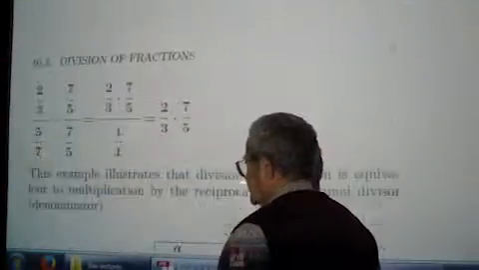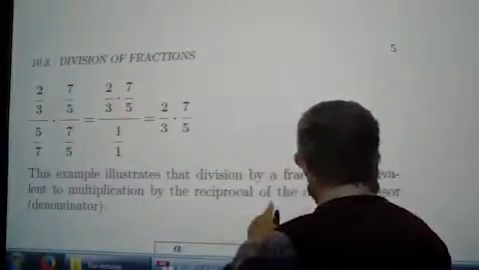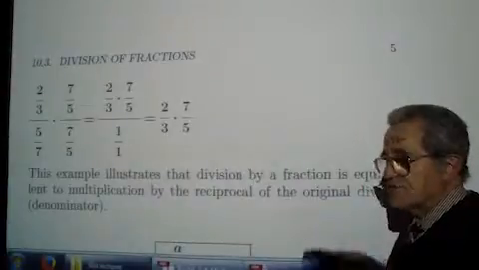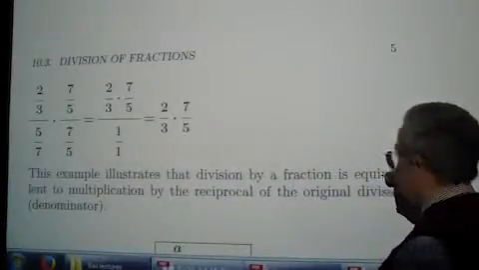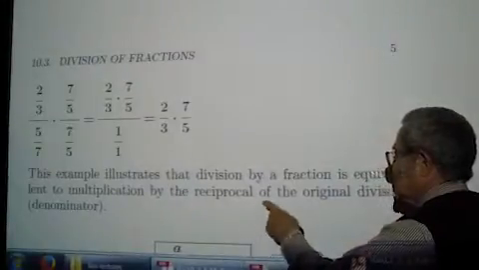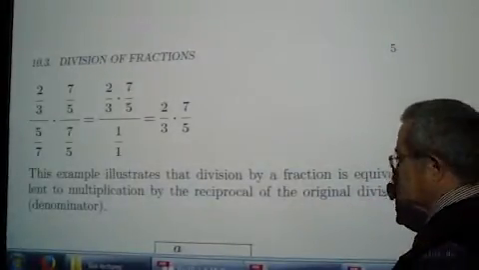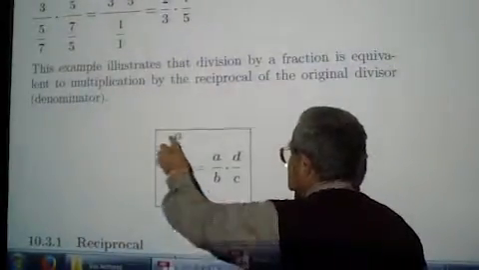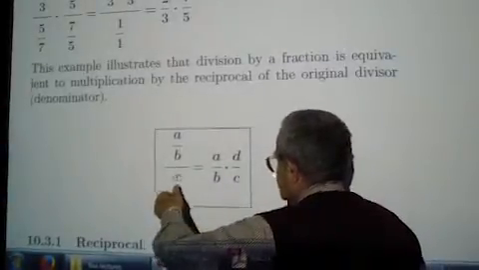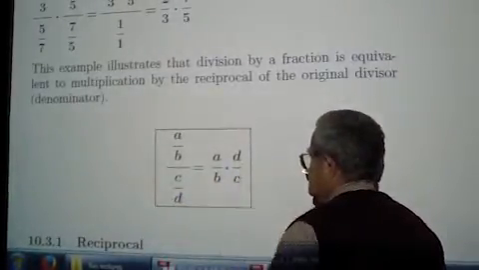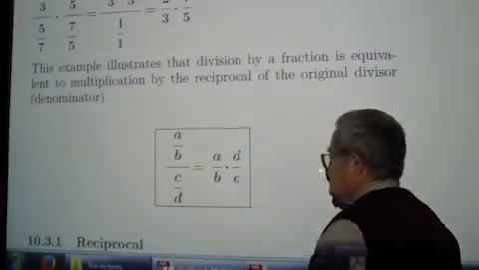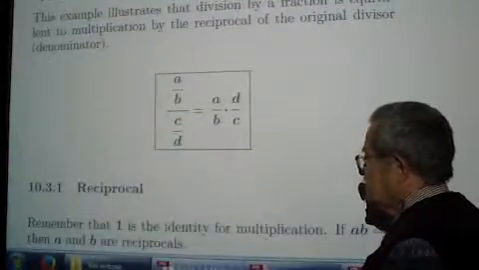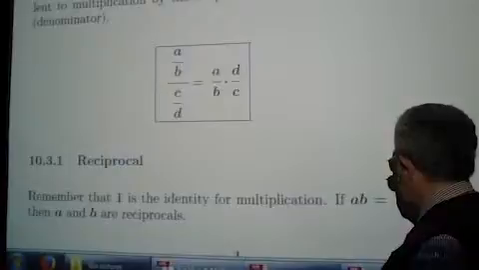5 over 7. This illustrates that division by a fraction, not of a fraction, by a fraction, the fraction you divide by, is equivalent to multiplication by the reciprocal of the original divisor. So A over B divided by C over D is equal to the same A over B times the reciprocal of C over D, so D over C. So AD over BC. Reciprocal, remember that one is the identity for multiplication.